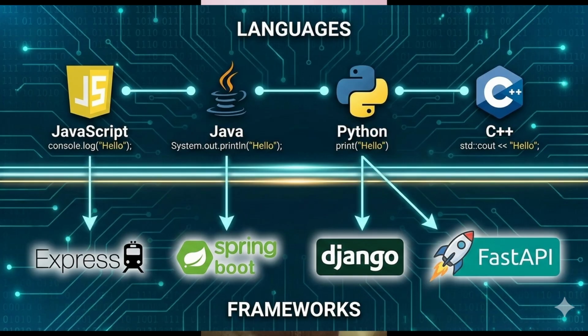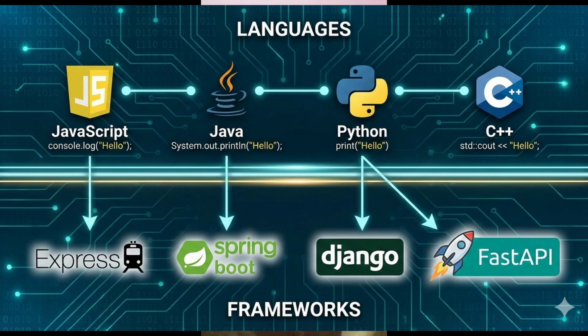Now let us understand different languages and their frameworks. The most widely used language for backend development is JavaScript. JavaScript is used by large companies like PayPal, Uber, and Netflix. Then we have a language called Java. It is used by banks and large enterprises. And finally, we have Python, the simplest language for backend, and it is used by YouTube and Instagram.